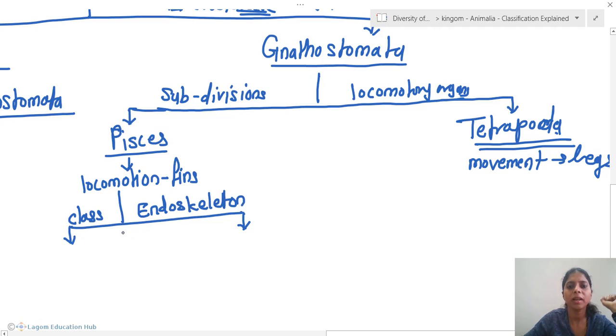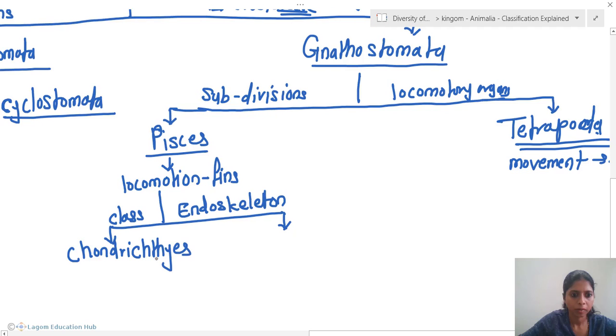Now the names are a little bit different. Try to understand them properly. The cartilaginous endoskeleton fish are called Chondrichthyes. What are they called? Chondrichthyes. Now write the spelling of Chondrichthyes properly. C-H-O-N-D-R-I-C-H-T-H-Y-E-S. So cartilaginous endoskeleton.